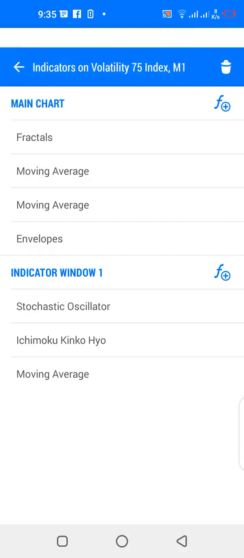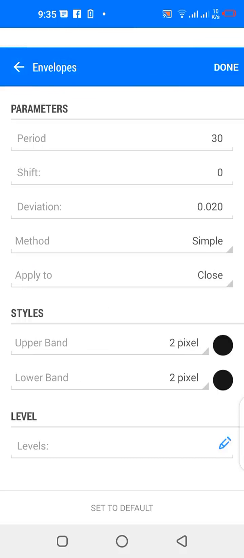And lastly, on the main chart, we have envelopes. 30 period, deviation is 0.020. Method is simple. Apply to close. Okay, the upper band style and the lower band style color is black.